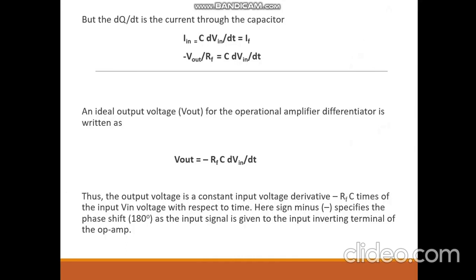Now V out is the ideal output voltage of the operational amplifier differentiator circuit, and it is written as V out is equal to minus RfC dV in by dt. Thus the output voltage is a constant times the derivative of the input voltage, minus RfC times dV in with respect to time. Here the minus sign present in the above equation specifies the phase shift of 180 degrees, as the input signal is given to the inverting terminal of the op-amp.